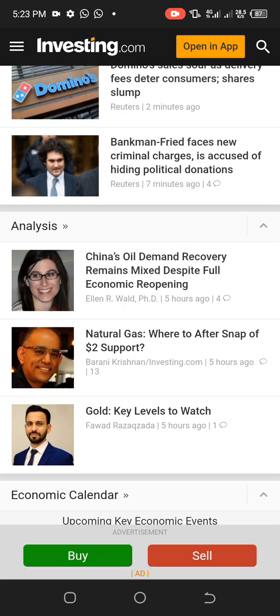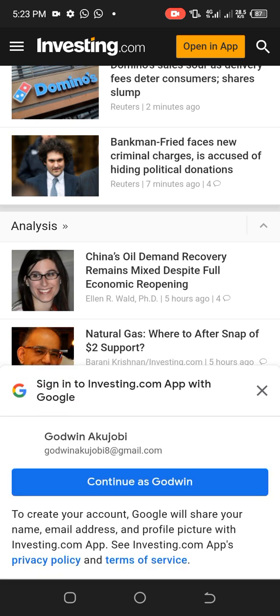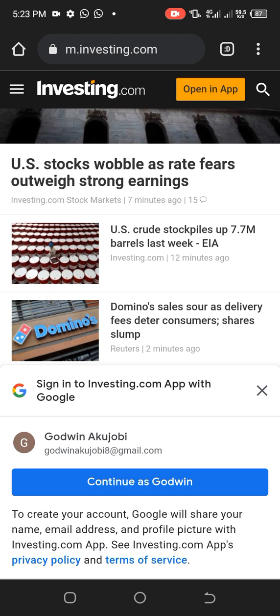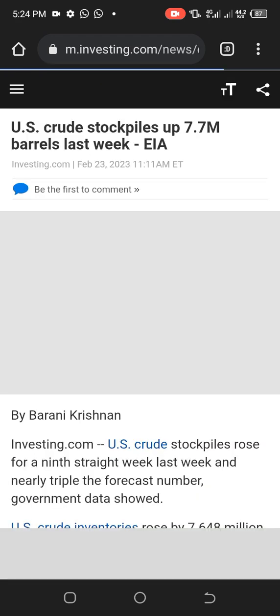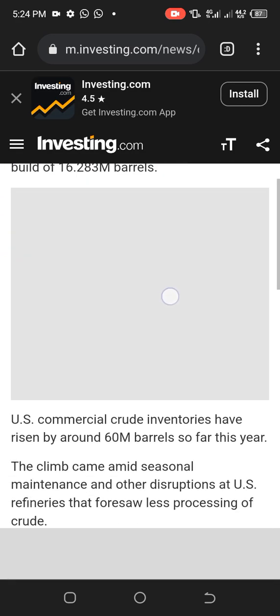Here, one of the ways to grow your financial knowledge is coming to this place to read all this. You can see US stocks wobble as rate fears outweigh strong earnings. So if I were you, I will be coming to this site just to be reading this. You can see US crude stock price up 7.7 million barrels last week. All these things affect the market, not only the currency market.